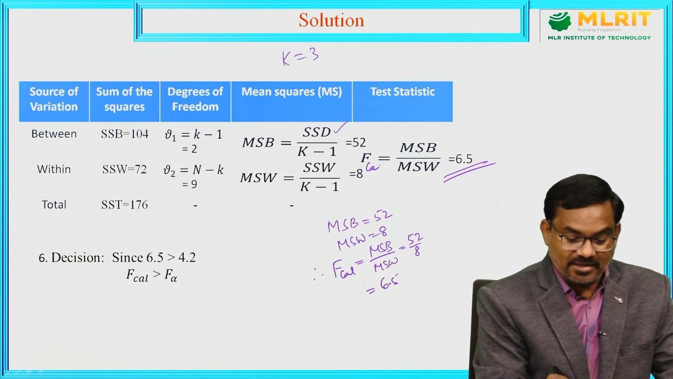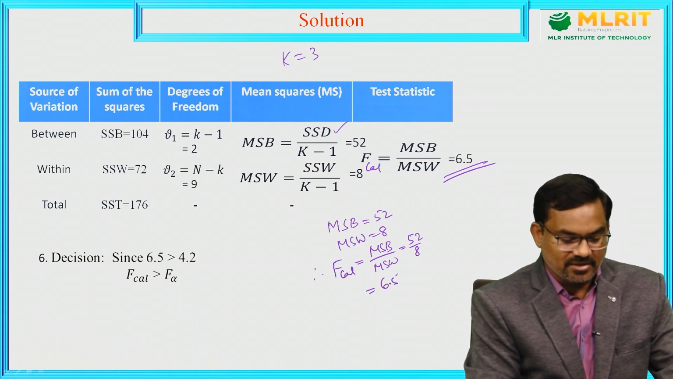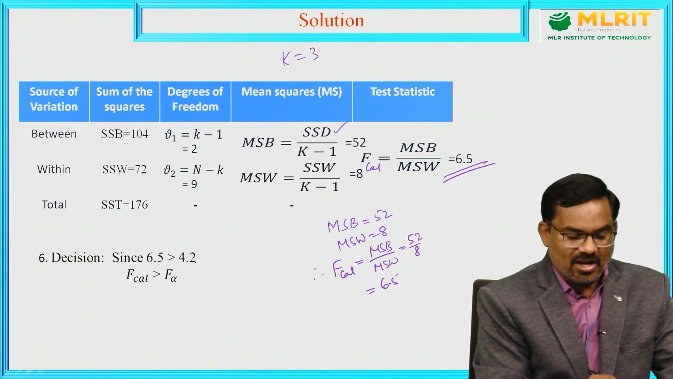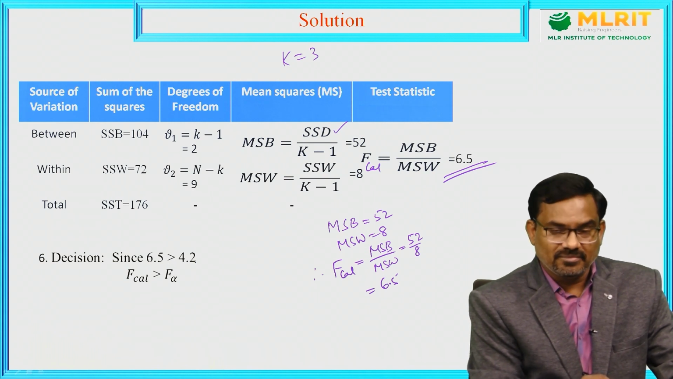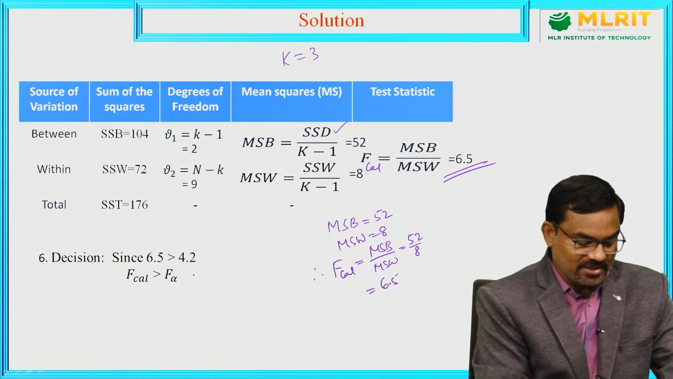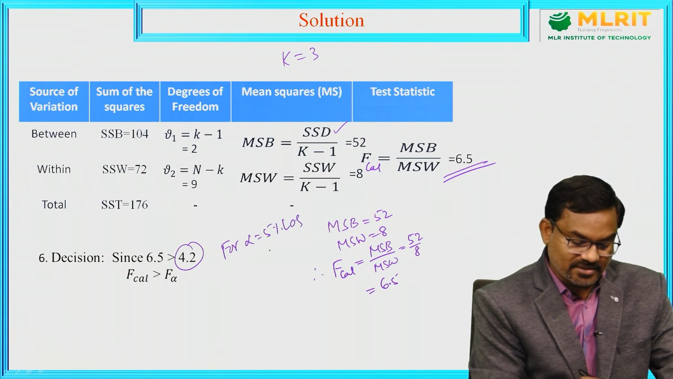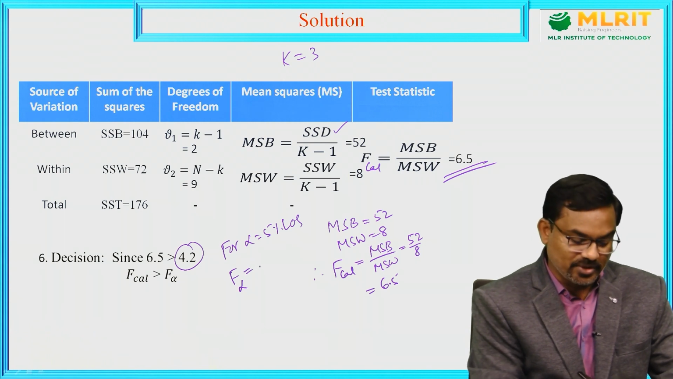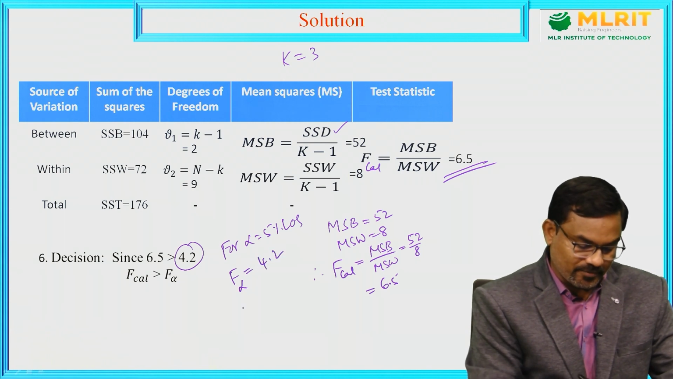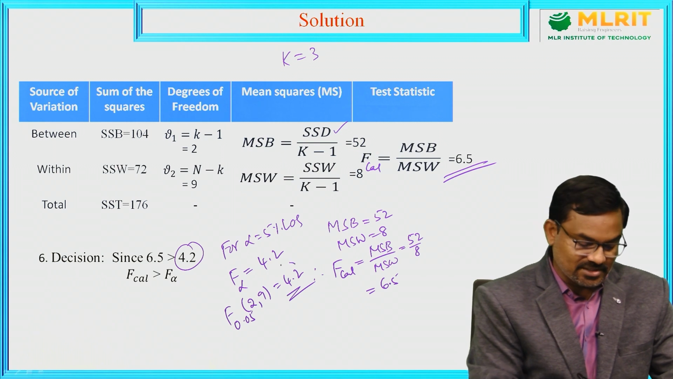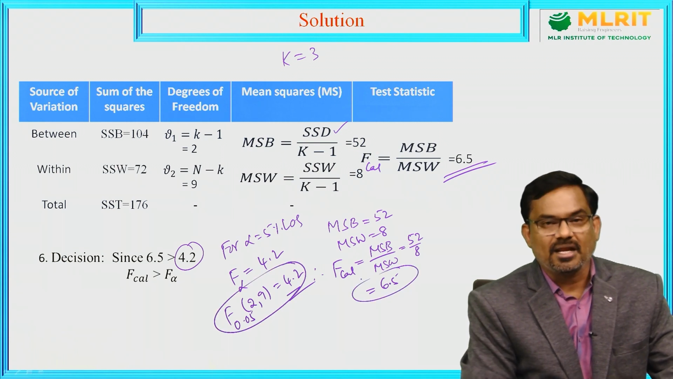So, this is F calculated, and to take the decision, we use the tabular value for the given 5% level of significance. For alpha equal to 5% level of significance, F alpha for nu1, nu2 degrees of freedom: F 0.05 for nu1 is 2, nu2 is 9, the answer is 4.2. This is the tabular value and this is the calculated value.